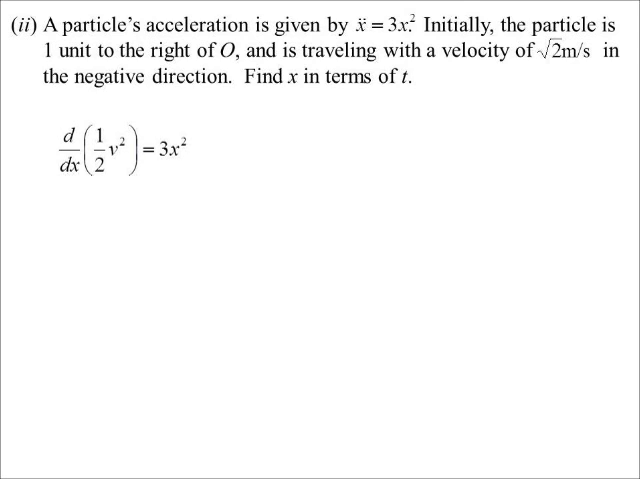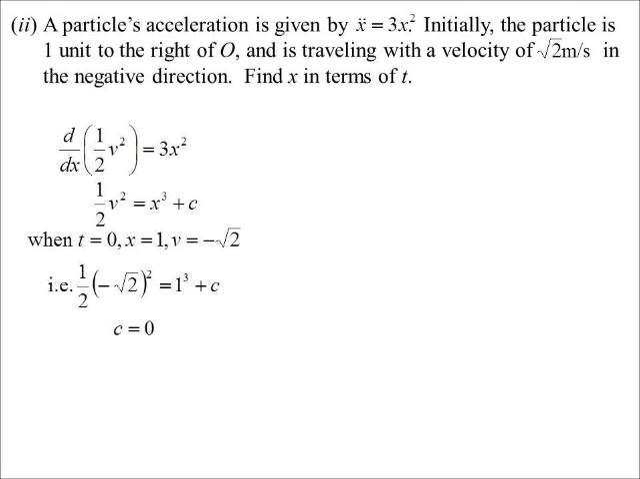Again, it's in terms of displacement, so d/dx of a half v squared would be acceleration. So a half v squared will be x cubed plus a constant. Sub in my initial conditions. Well, they told me when t equals 0, and that's not much use right now. But they also told me that x equals 1, v equals minus root 2. I can use those two conditions. Oh, how lucky am I? That constant just keeps working out to be 0. Nice numbers. So velocity squared is 2x cubed, so velocity is plus or minus the square root of 2x cubed.